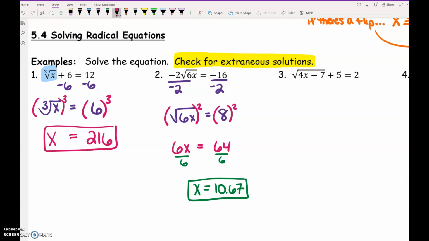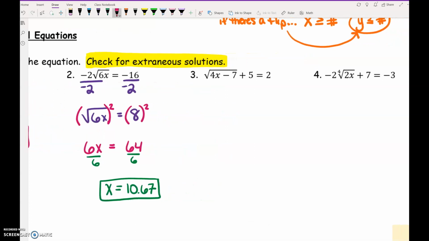Now, I should make you check this, but I will show you on a future problem what things will happen that will make you think that you might need to. But this really isn't that difficult to check. You would type into your calculator 6 times 10.67. That's 64.02, so it's 64. So -2 times the square root of 64 is -16. It's all good. It's all fine. It works. Let's look at number 3.